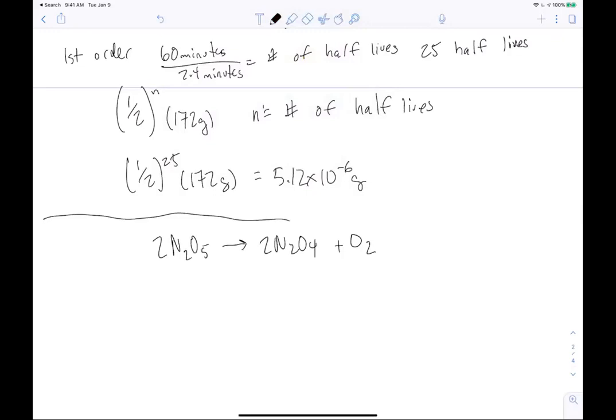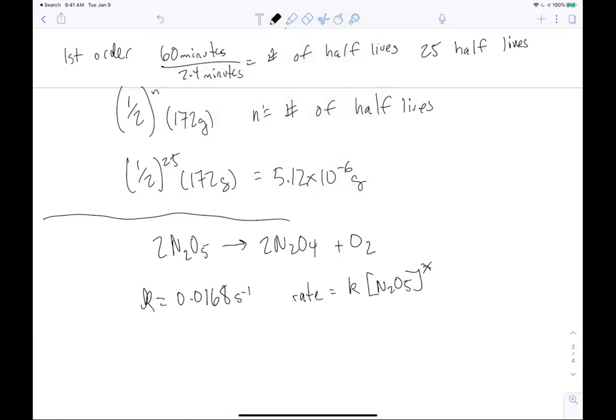Let's see. So what do we need to do here? So we know K. I think this is one of the ones somebody pointed out in class or in office hours. We know K is equal to 0.0168 inverse seconds. And we know that the rate is going to be equal to K times N2O5 raised to some power over here.